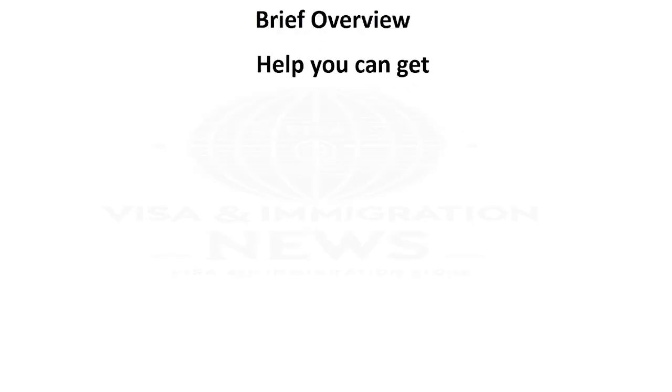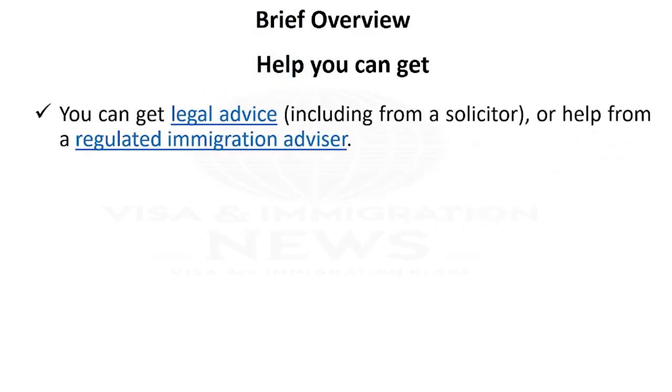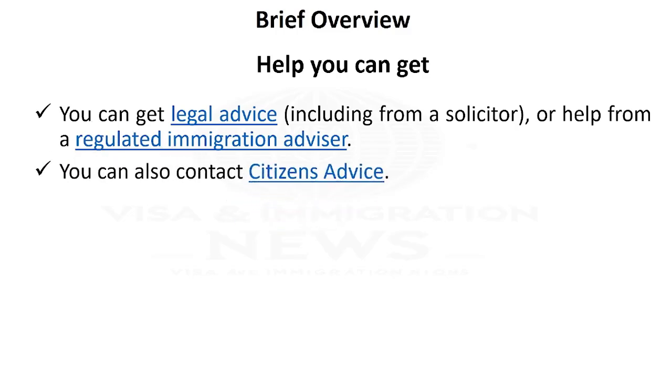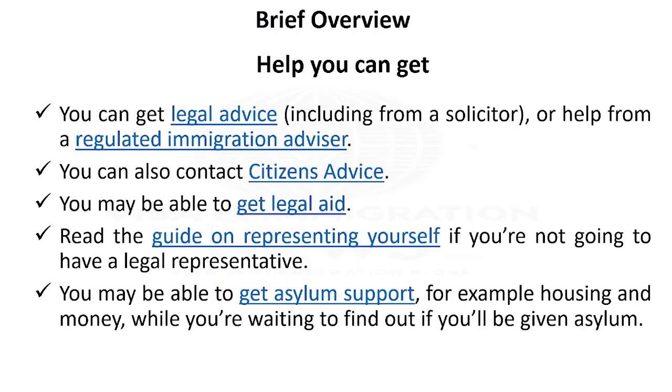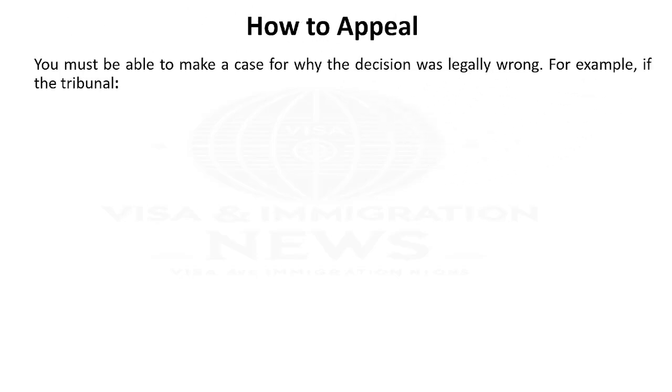Help you can get. You can get legal advice, including from a solicitor, or help from a regulated immigration advisor. You can also contact Citizens Advice. You may be able to get legal aid. Read the guide on representing yourself, if you're not going to have a legal representative. You may be able to get asylum support, for example, while you're waiting to find out if you'll be given asylum.